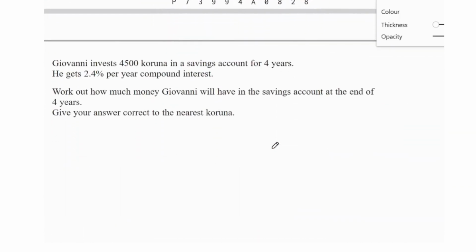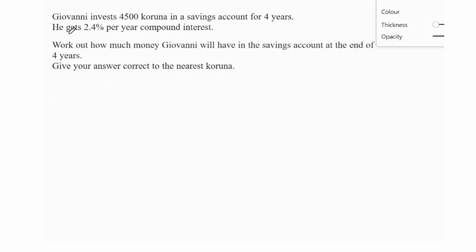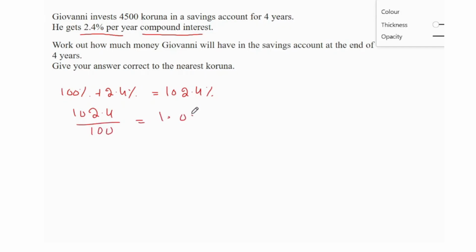Let's see question number 9. It says Giovanni invests 4,500 krona in a savings account. For 4 years, he gets 2.4% per annum compound interest. Okay, let's find out the multiplier quickly. 100% plus 2.4% gives us 102.4%. What does that mean? 102.4 divided by 100 gives us 1.024. So this is our multiplier.